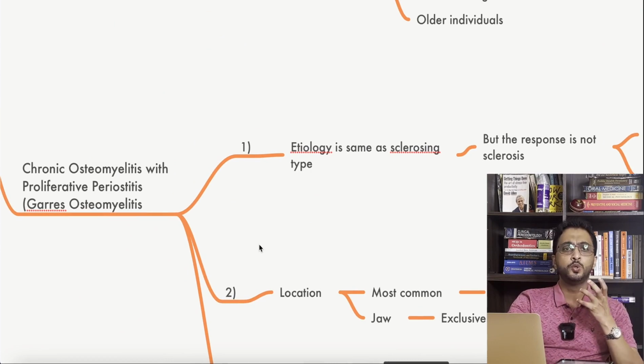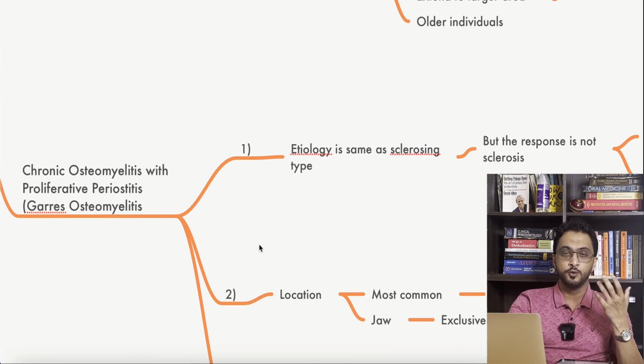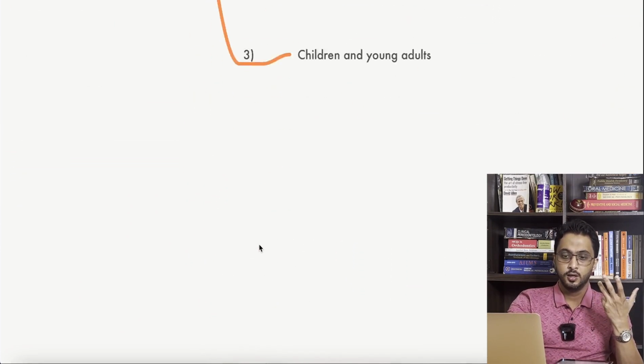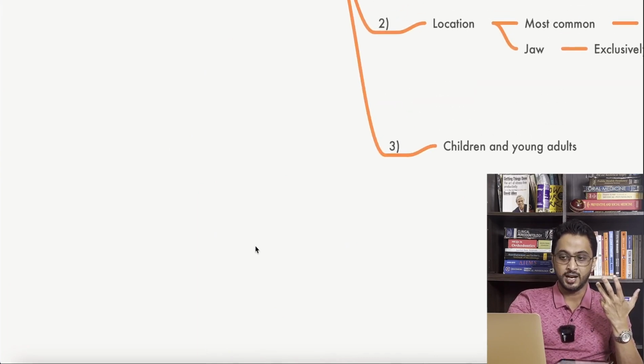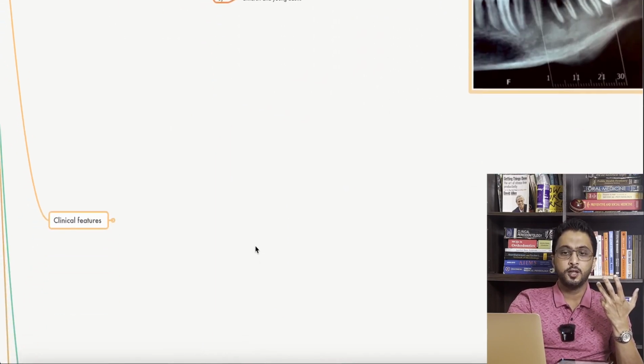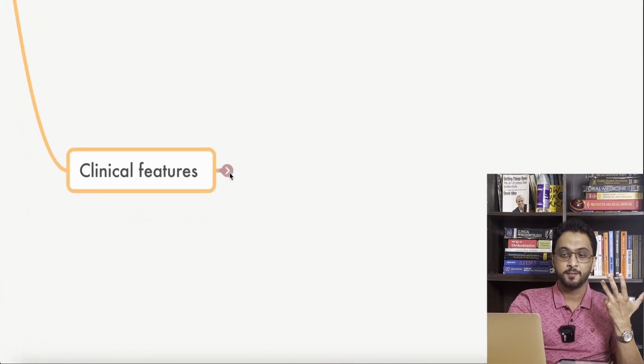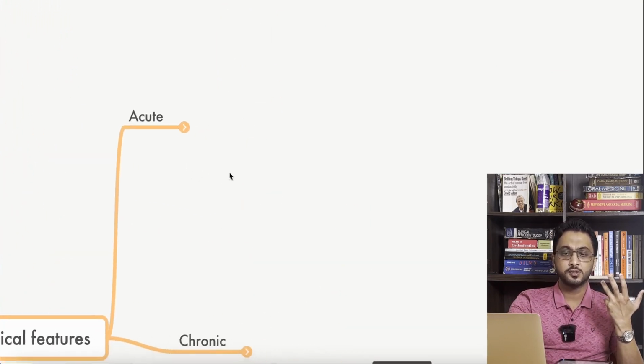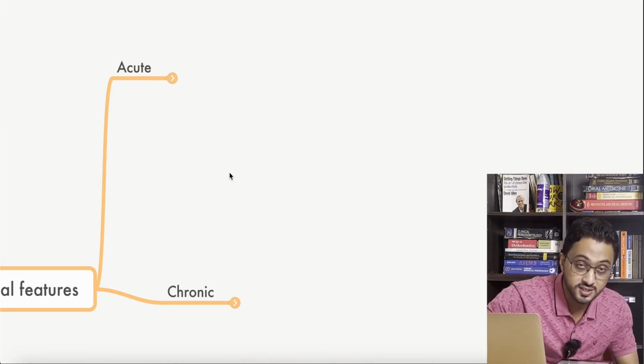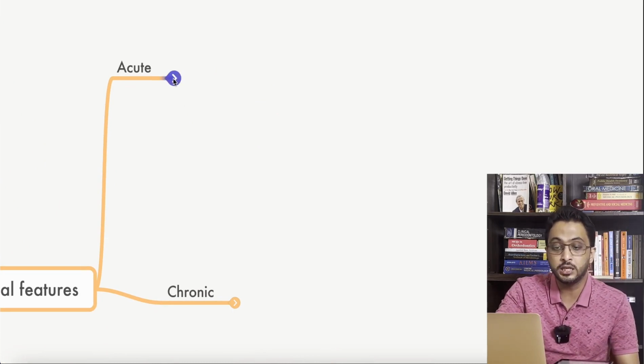So diffuse sclerosing is in older adults. The other two are in younger adults. Now, if you go further, I'll teach you some clinical features. Not very important, but just for the sake of differentiation, I'm going to give you acute and chronic.